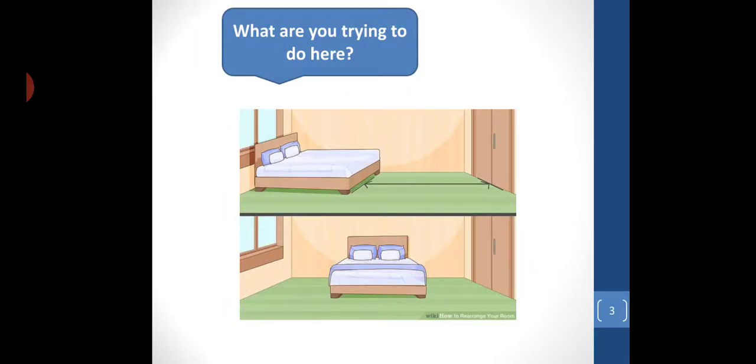Look at this picture. What have you done here? You are rearranging your room. During this process, what did you do? You have shifted your bed from the window side to the middle of the room. Did anything else change? No. The window, door, color of the room, everything is the same. Did you add or remove anything? No. The same thing happens in a rearrangement reaction.